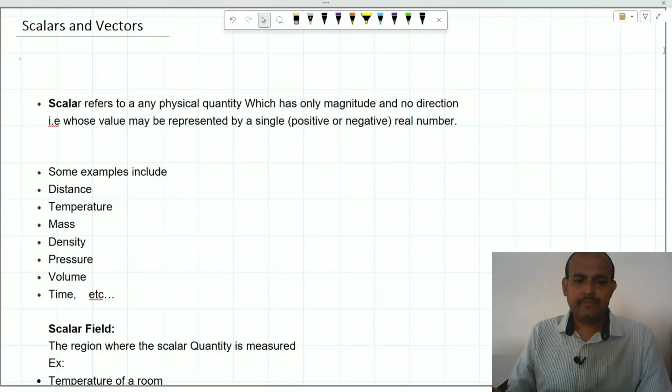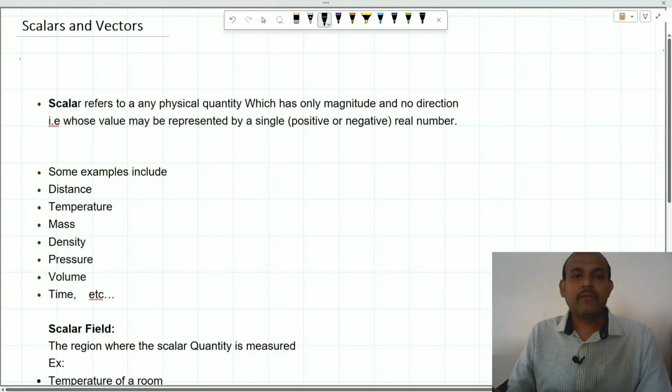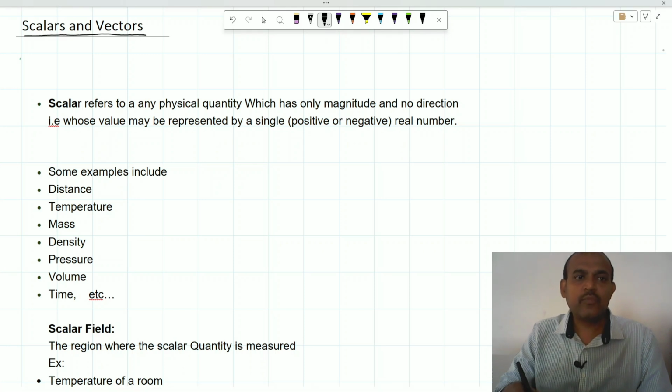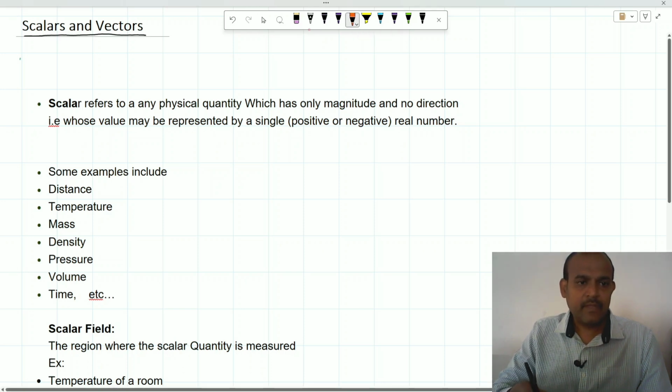Hi everyone. Today we are going to deal with scalars and vectors. It is a prerequisite for your electromagnetics. So let us first define what is a scalar and then what is a vector.